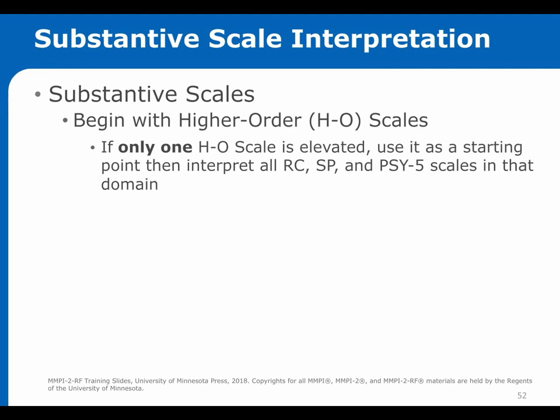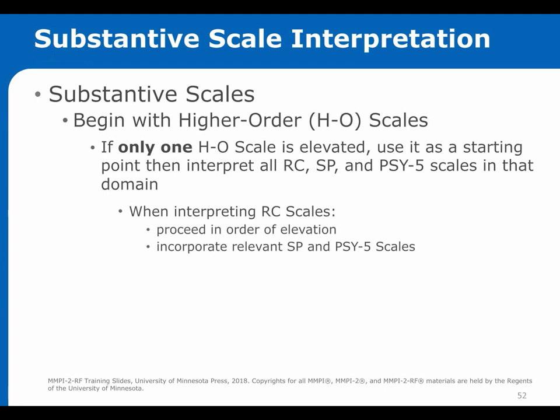Now, if only one Higher-Order scale is elevated, we're going to use that as our starting point. After interpreting the Higher-Order scale, we interpret in order the RC scales, the Specific Problems scales, and the PSY-5 scales in that domain of psychopathology. And we'll look at an example of this in a moment with the behavioral externalizing domain of psychopathology on the MMPI-2-RF.